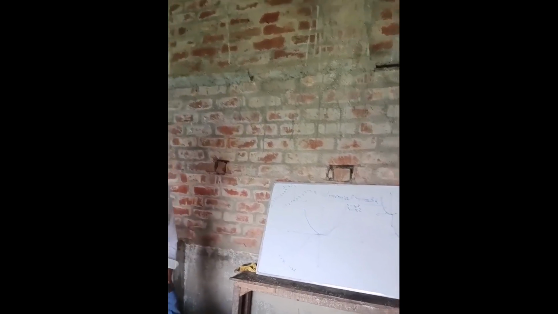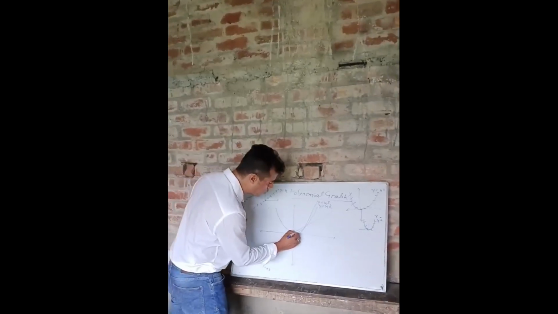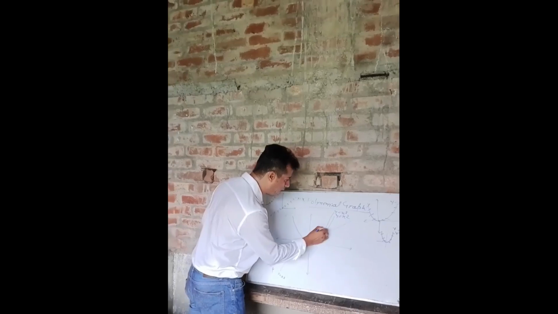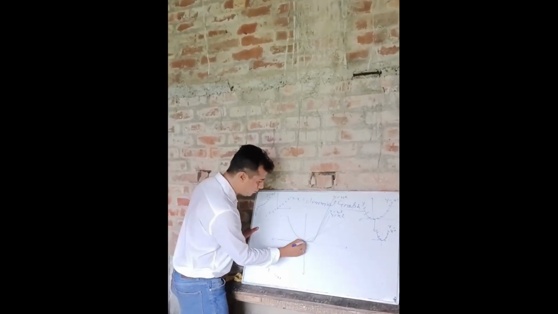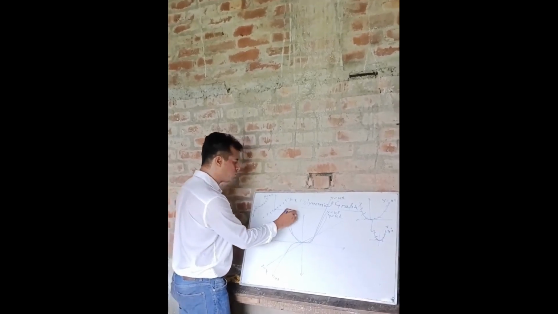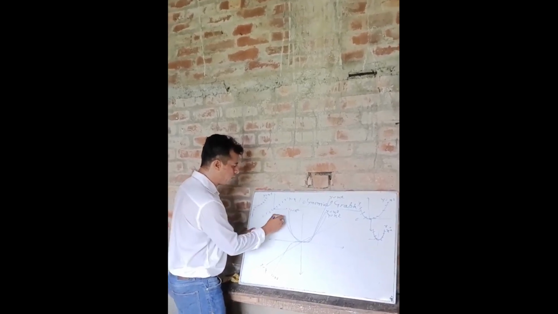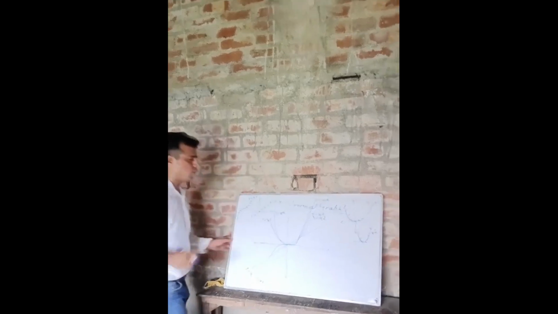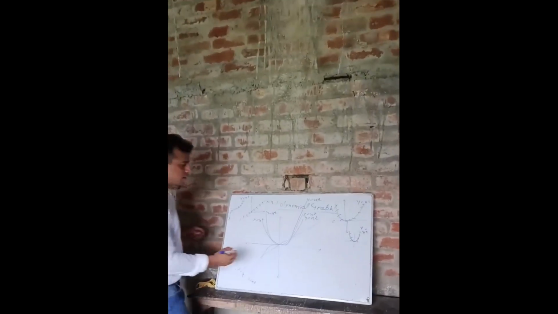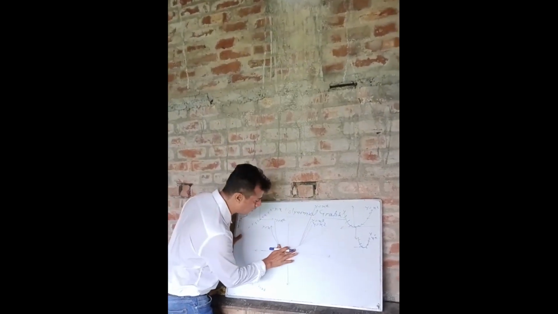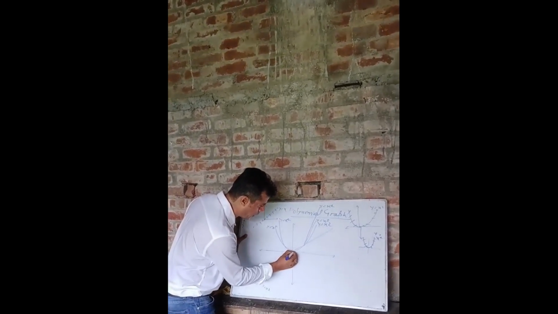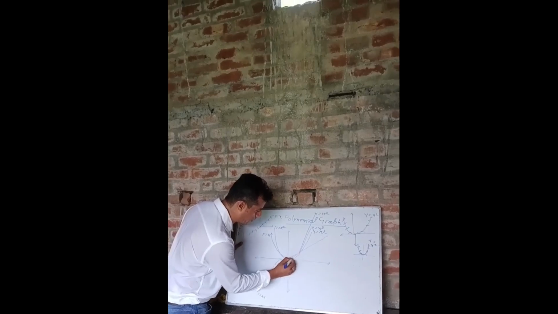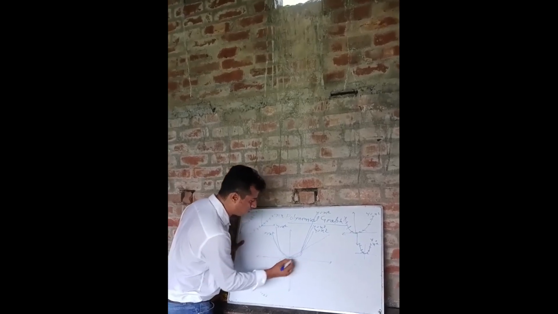Next is y equals x to the power 4. It will move like this. This is y equals x square, and this is y equals x cube. Next is y equals x to the power... x square, x cube, x to the power 4.